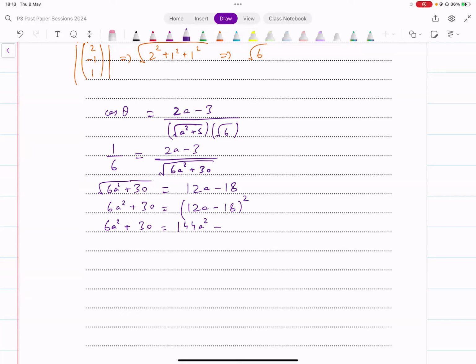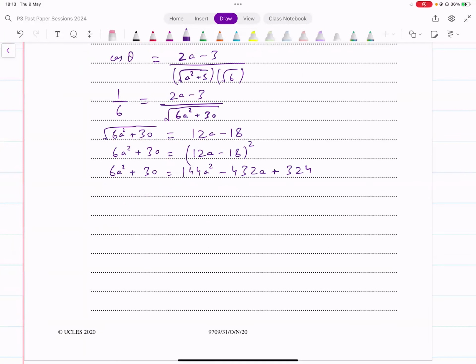That's 432 plus 18 squared, that is 324. Okay, now let's simplify everything. 144 minus 6, that's 138a squared minus 432 times a plus 294 equals 0. Okay, now you can simplify this if you want, but it's not needed as such. You can just put everything in the quadratic formula directly and then write down the answers directly.